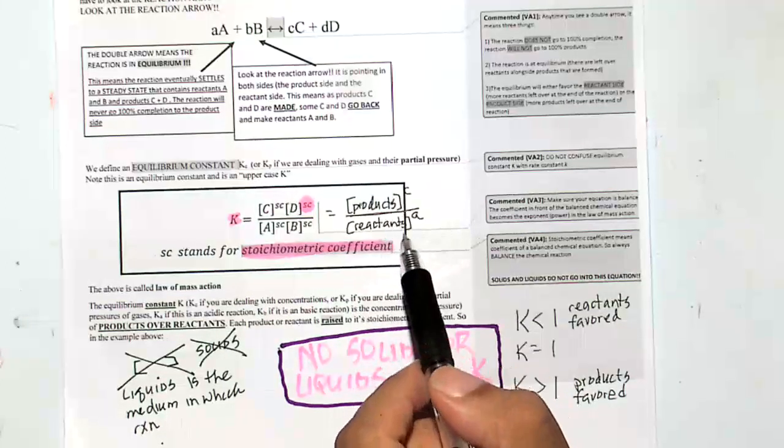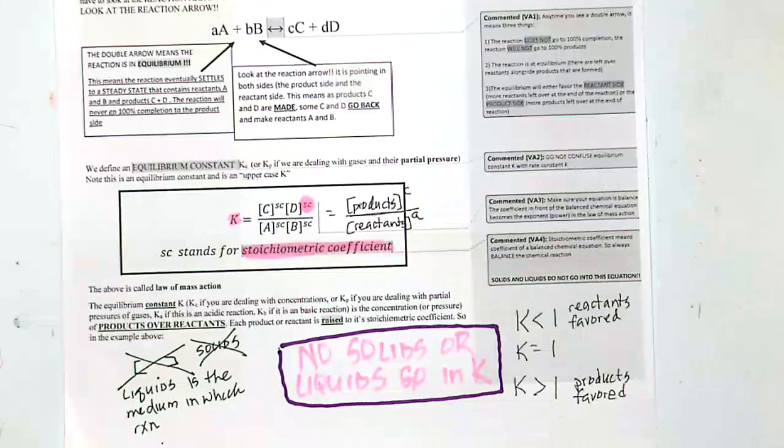And if you do the products over reactants, each raised to their coefficient, and it equals 1, then neither is favored. When this reaction is all said and done and completed, you'll have an equal amount of products and an equal amount of reactants. So neither is favored when this K, capital K, is equal to 1.